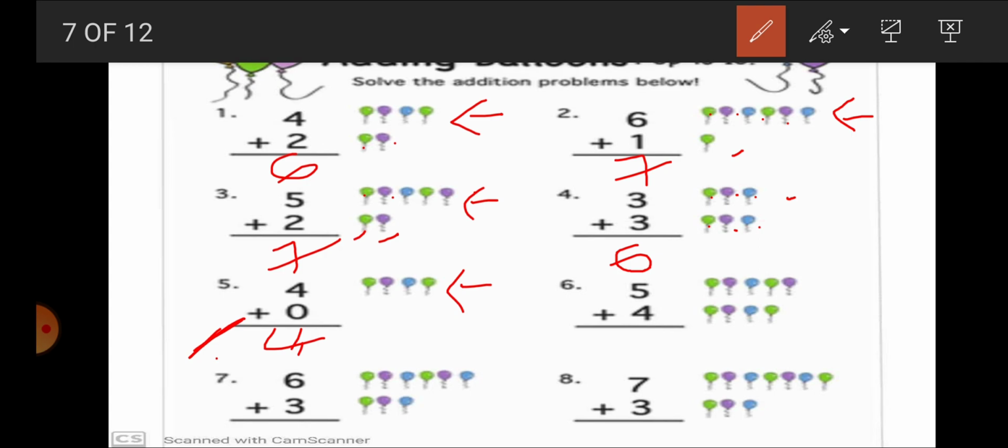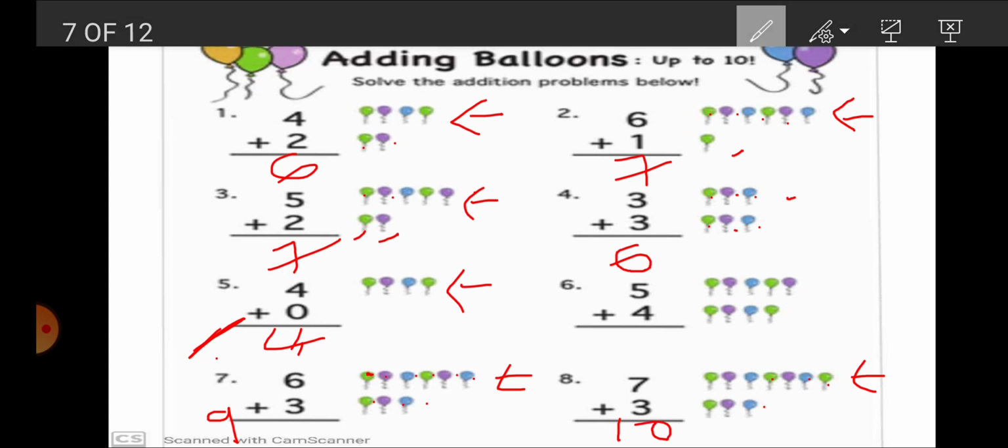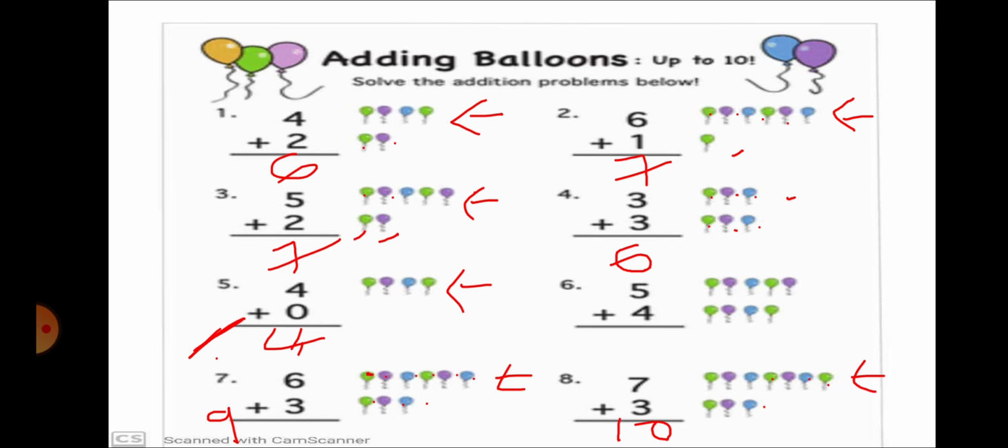Okay. Now 6 plus 3. These are the 6 balloons. 1, 2, 3, 4, 5 and 6. We are going to add 3 more. 7, 8 and 9. Our answer is number 9. Next sum is 7 plus 3. Look at this picture. These are 7 balloons. 1, 2, 3, 4, 5, 6, 7. By adding 3 more, 8, 9 and 10. This is number 10. So this will be helpful to you while counting the numbers, while making addition.